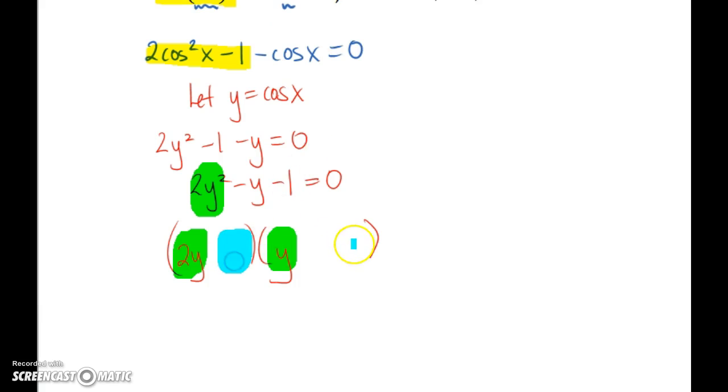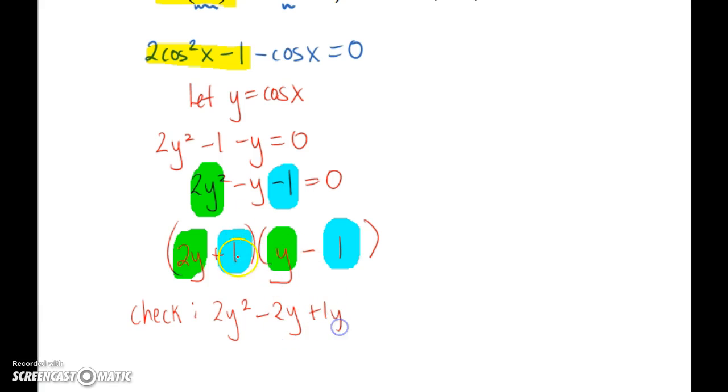We know that this term times this term has to give us a product of negative 1, and that means we're going to have a plus 1 and a minus 1. We don't know which side is the plus and which side is the minus, but now what we're going to do is check to see if our factoring is correct. Multiplying the two greens together, we get 2y squared. Distributing 2y to the negative 1, we get minus 2y. Distribute the 1 to the y, we get plus 1y, and 1 to the negative 1, we get minus 1. And when we simplify this, we get 2y squared minus y minus 1.